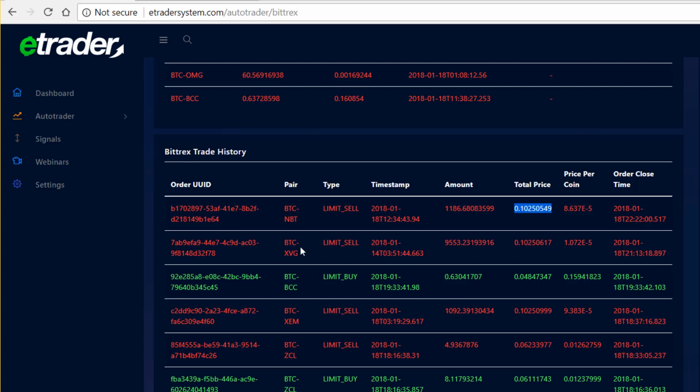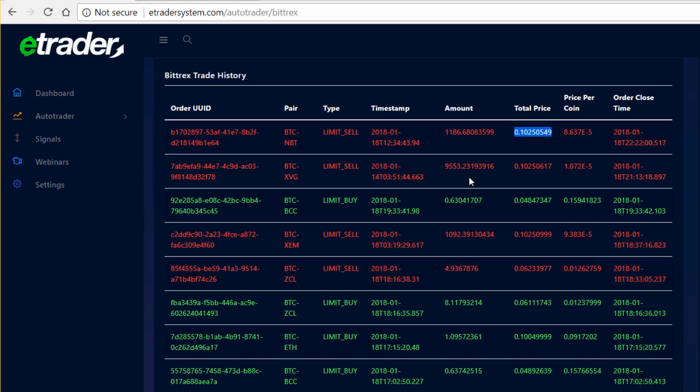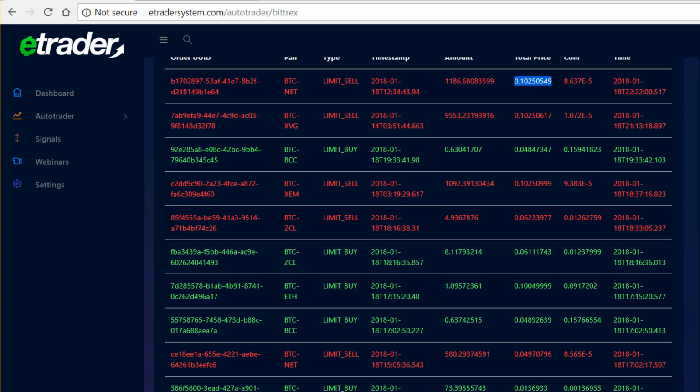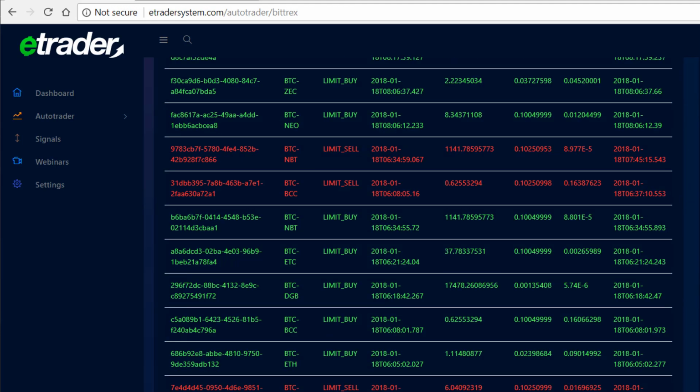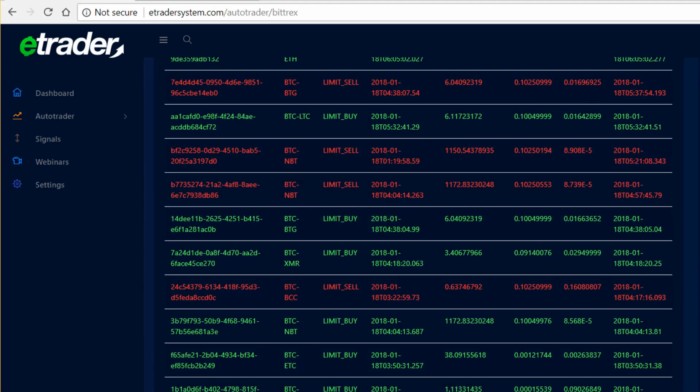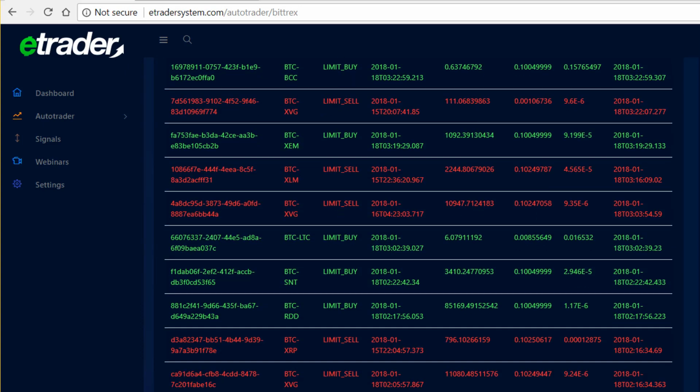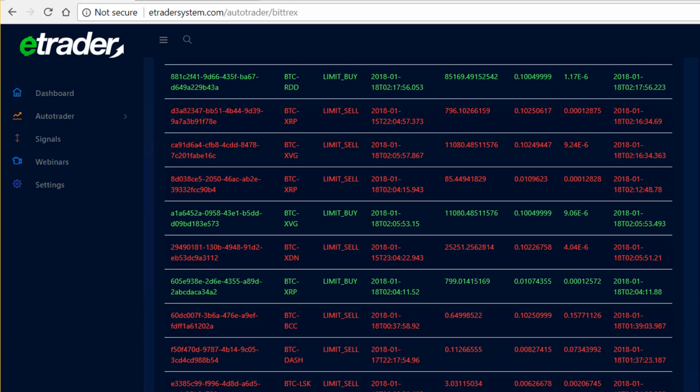And this one here, we have Bitcoin to XVG. I think that's Verge. We see 9,553 coins. So let's do a search for that. XVG. We have to look for the green ones here. Looks like this was a pretty old buy. And what that tells you is that it's really amazing that the software is purchasing. Here's 11,000. So this is probably the purchase, and what it did is it didn't, here's this 11,000 sold off here.